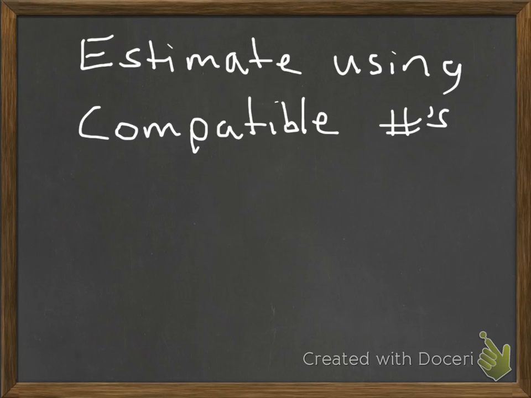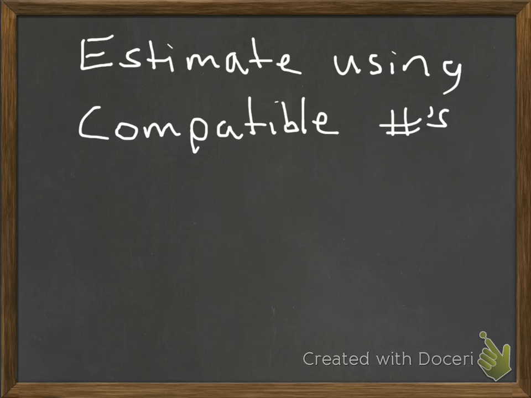Welcome, boys and girls. What we're going to do in this lesson is estimate using compatible numbers. We estimate using compatible numbers when we divide. When we estimate with multiplication and when we estimate with division, we have to round our numbers differently in both.